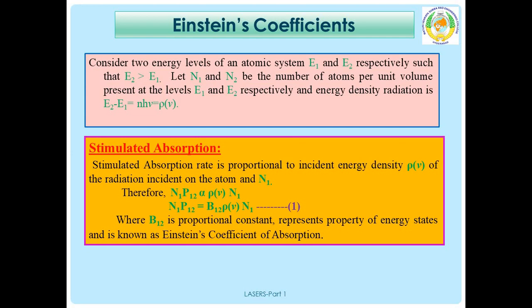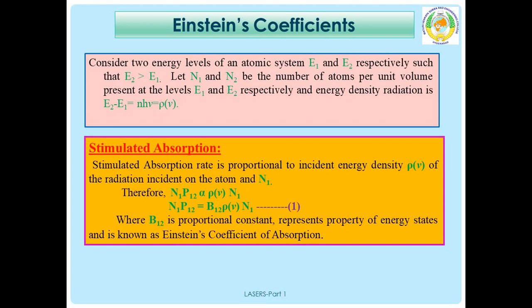Now we will talk about the first one, which is stimulated absorption or the induced absorption. The rate at which this absorption takes place, that means the number of atoms transiting from energy state 1 to energy state 2, depends on what? It depends upon the number of atoms that are present at the energy state E1 and also the energy of the incident photons. Isn't it? So that means it is proportional to the incident energy density rho nu of the radiation incident on the atom, and also proportional to N1, which is the number of atoms in the energy state E1.